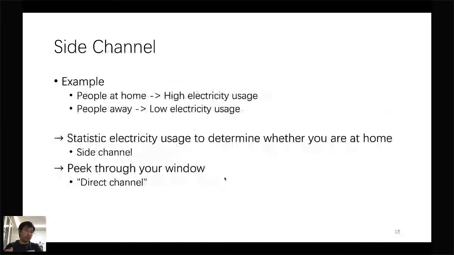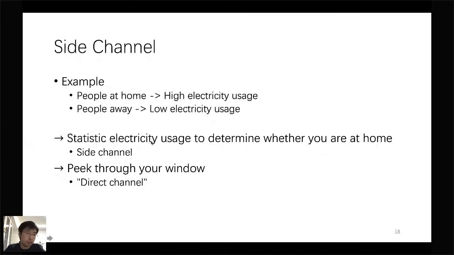I will use a simple example to explain what the side channel is. For example, if we say people at home, it usually means higher electricity usage, because when you're at home, maybe you will watch TV, use your computer, and do other things. And when people are away, there should be lower electricity usage.